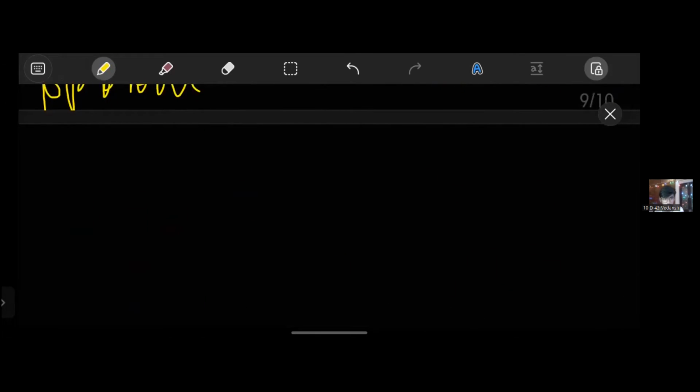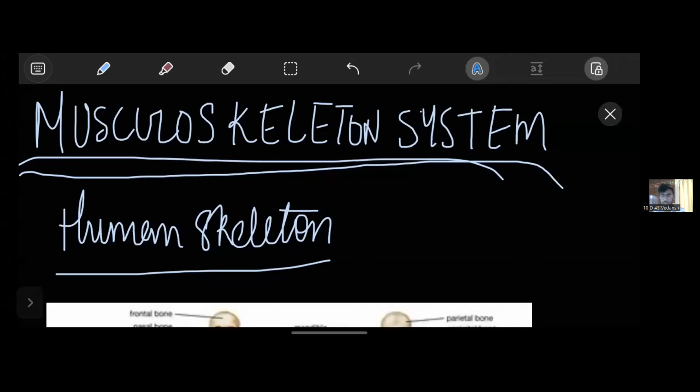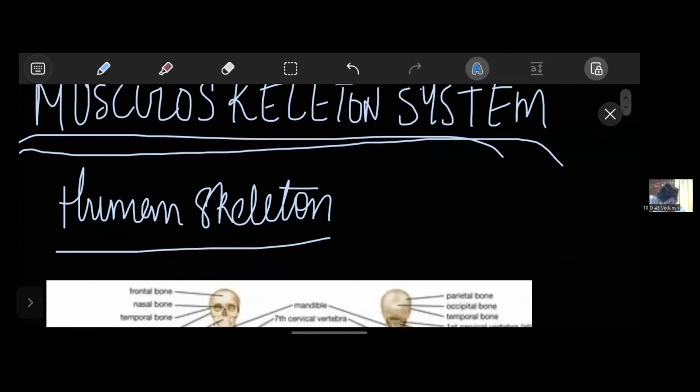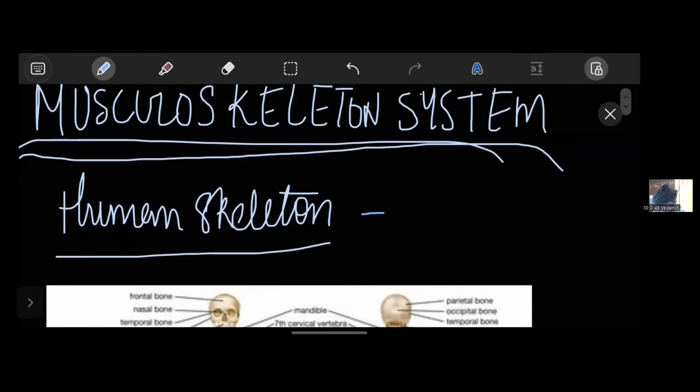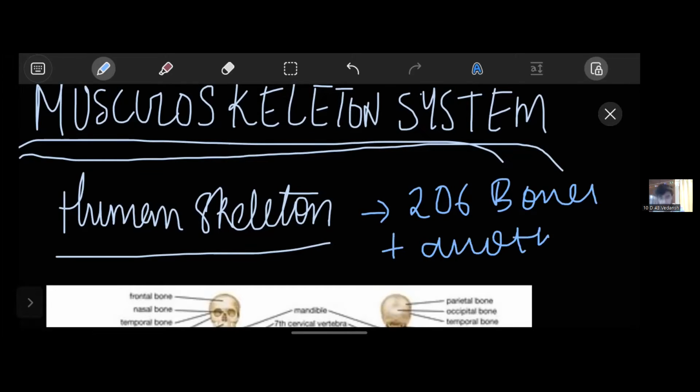Now, yellow marrow is... Okay. So let us start with another topic, that is the human skeleton. As we know, a human skeleton has 206 bones plus another tiny bones. Another very teeny tiny, small bones are there. Those are in the ears.